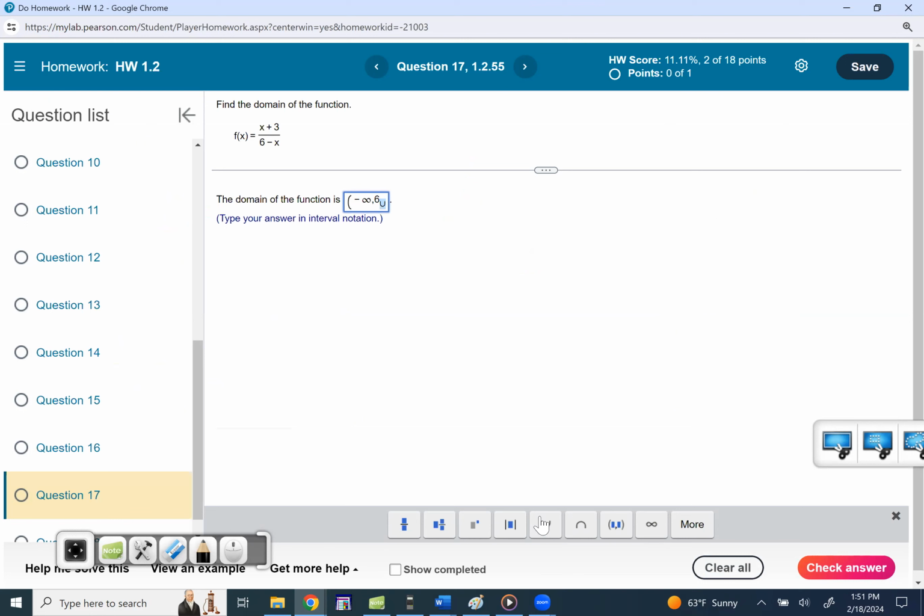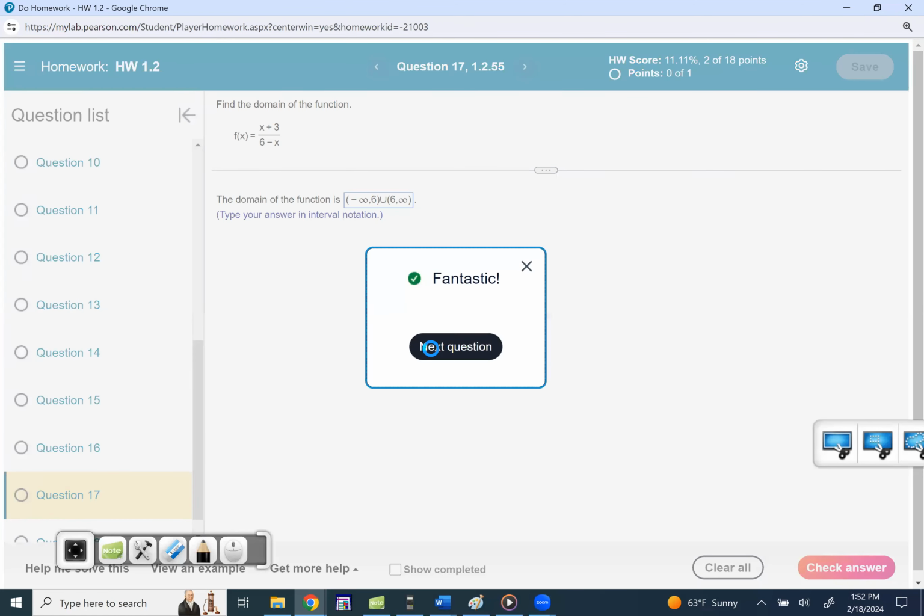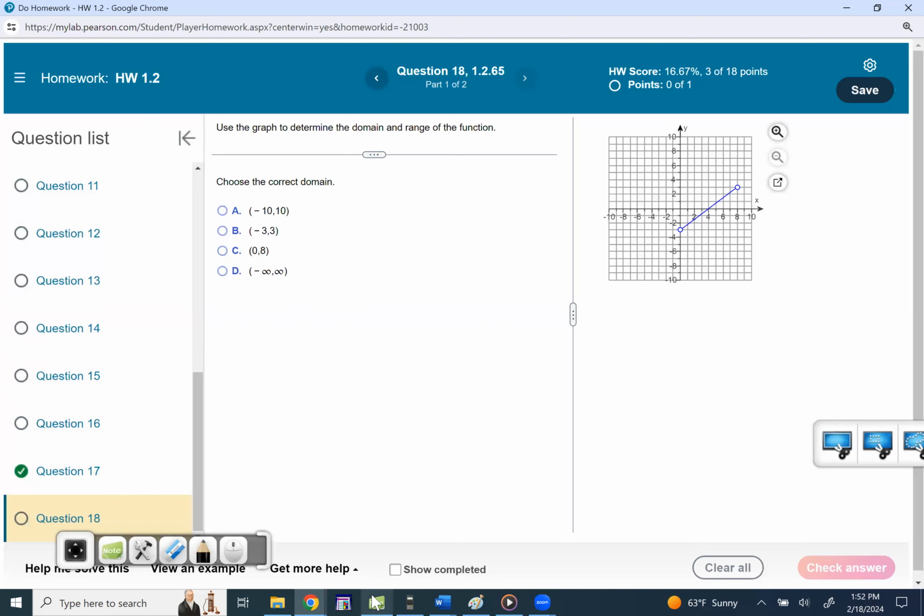Parentheses, and we're going to need that union. Oops, what am I typing? Somehow I ended up in the denominator. There we go. Union, parentheses, 6, comma, infinity. Cool. A little tricky on that one. Hopefully that helps.